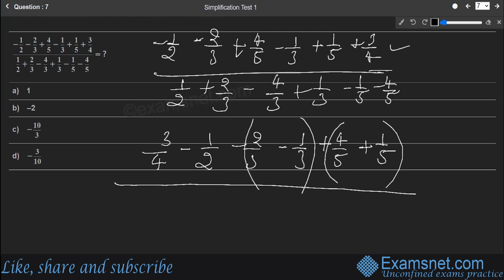In the denominator, we have to change the order also, so that we can make the ones. So it is remaining 1 by 2 minus 1 by 3 minus 1. Okay, this 1 has been made using the 1 by 5 minus 4 by 5.